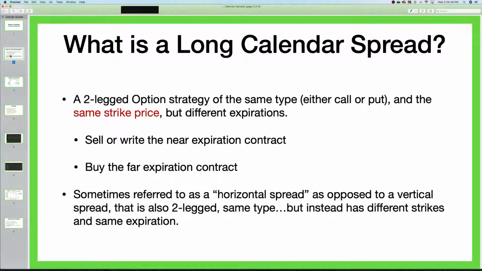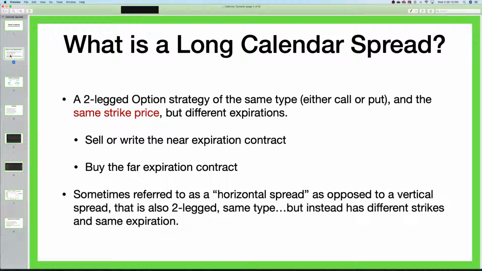All right, so what is a long calendar spread? When I say long, a long calendar spread is when you buy a calendar spread, and that assumes that you're selling the near month and you're buying the long month or the further away month. It's a two-legged option strategy of the same type. As I said before, either they're both calls or they're both puts at the same strike price.